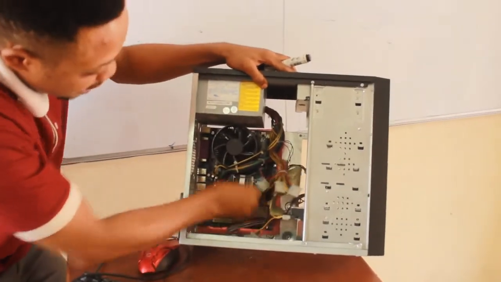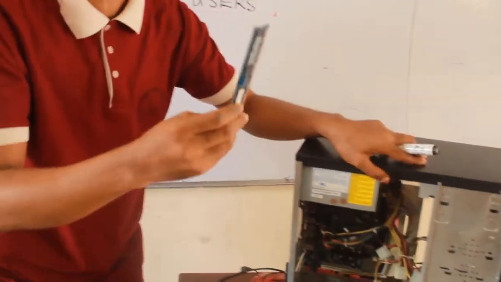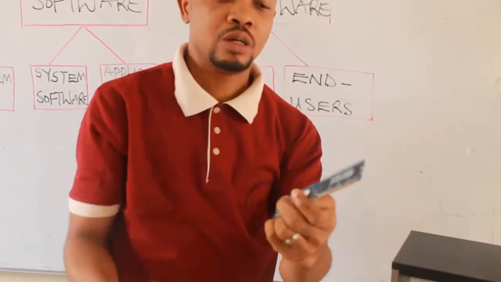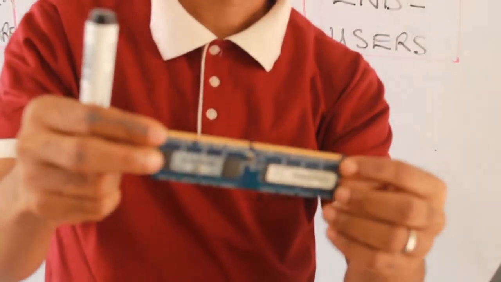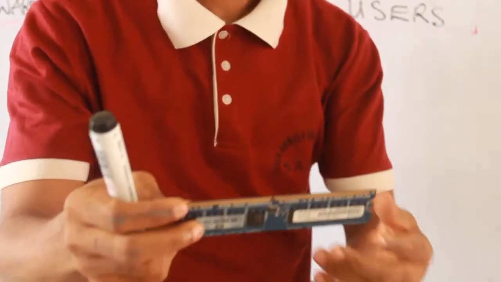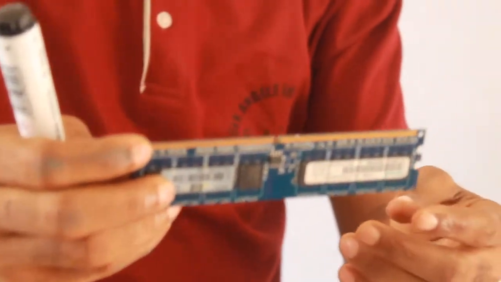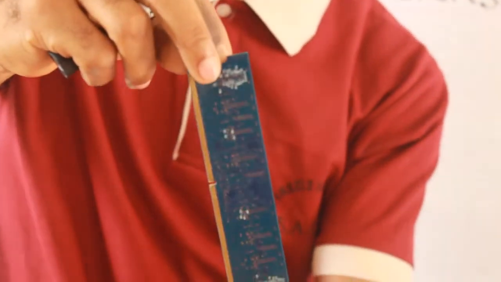So now there is the RAM also. Let me bring it out so you see how it looks like. Sometimes we shouldn't get confused and think a RAM is software. This is the RAM. Okay, this is how the RAM looks like. There are RAMs of different sizes. We have 256, we have 1 gig, we have 2 gig, and so on and so forth as the case may be.